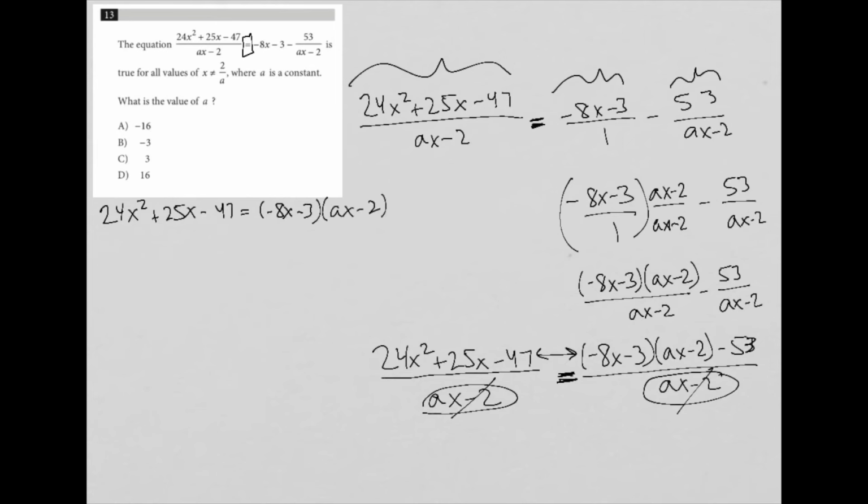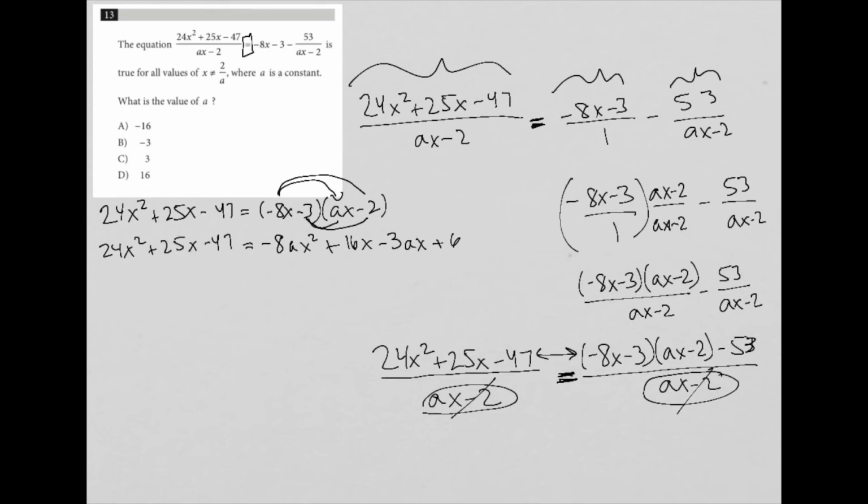Well, I need to simplify the right-hand side, so I'm going to do FOIL here. Multiply first times first, I get negative 8ax squared, and then multiply the two outers, I get positive 16x. Multiply the two inner terms, I get a negative 3ax. And multiply the two last terms, I get a positive 6. And again, that's all equal to my 24x squared plus 25x minus 47.